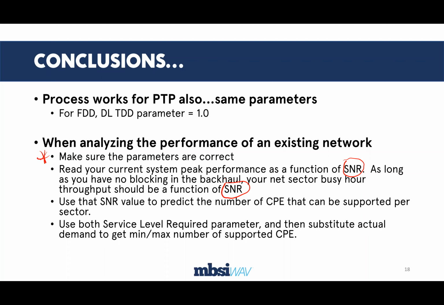We can figure out what the actual performance value of your sector should be by the theory, and then you compare it to what it is, and that's really good information. And then use that value to predict the number of CPE that can be supported on that sector. So again, if the oversubscription ratio that we're achieving is 5-to-1 or 6-to-1, you need to be able to calculate that.